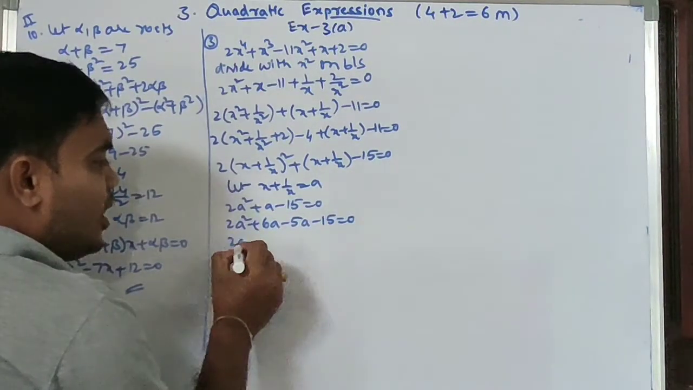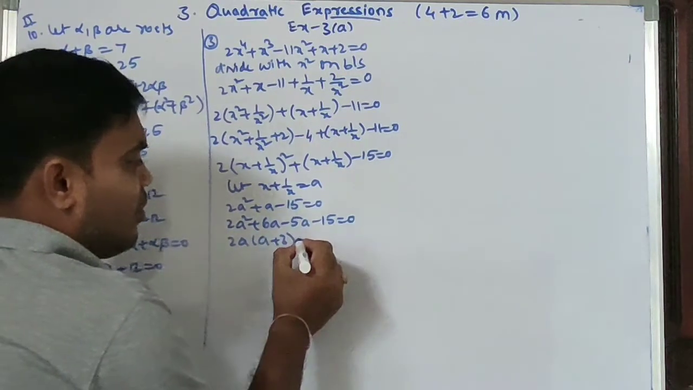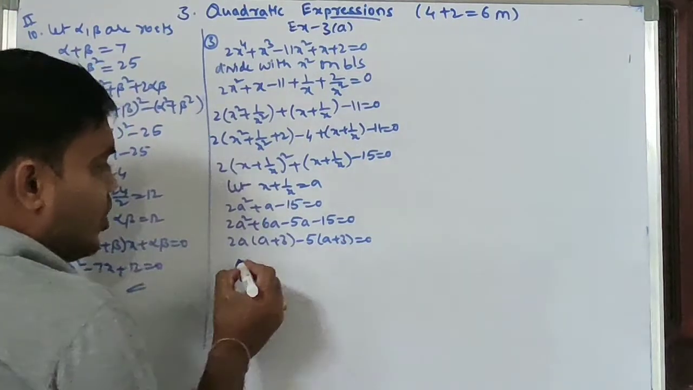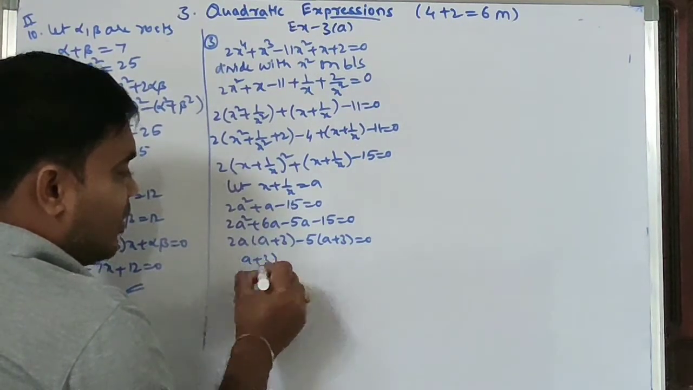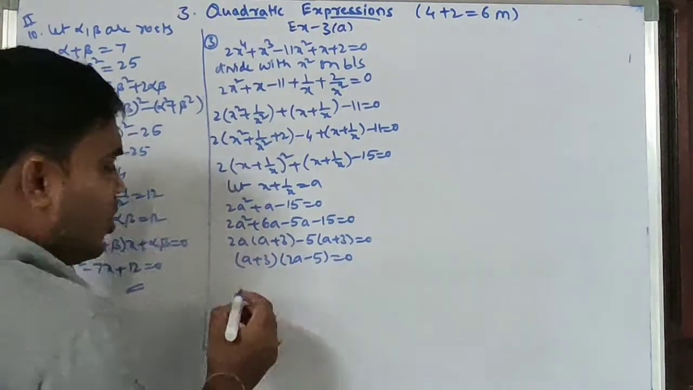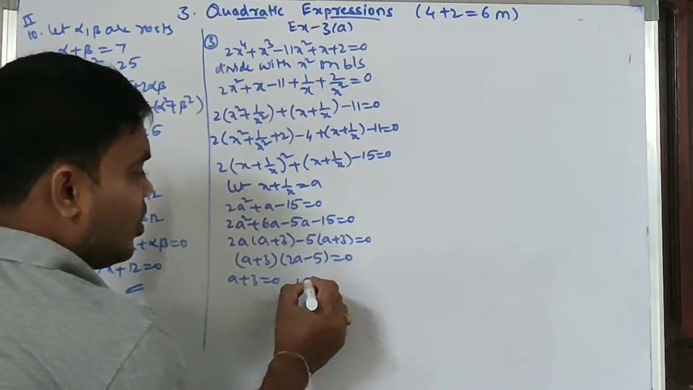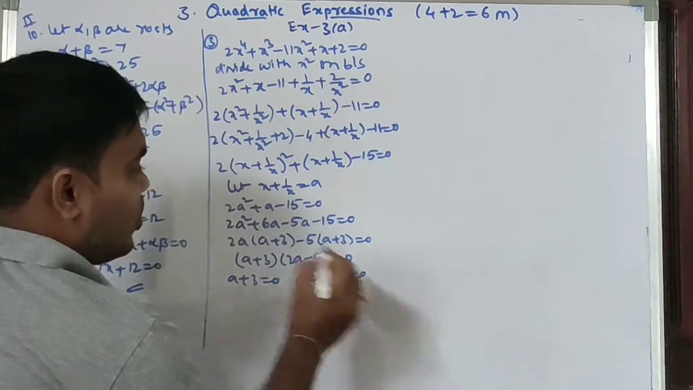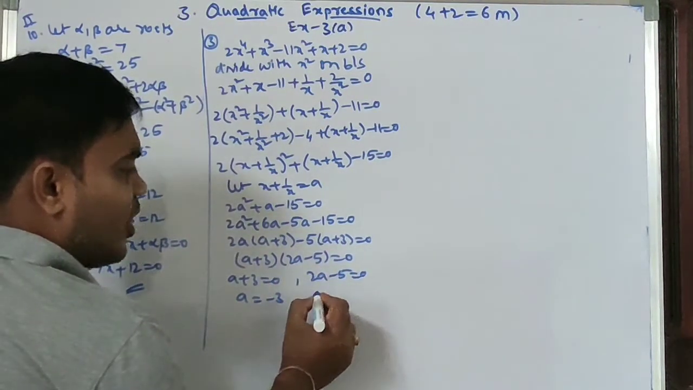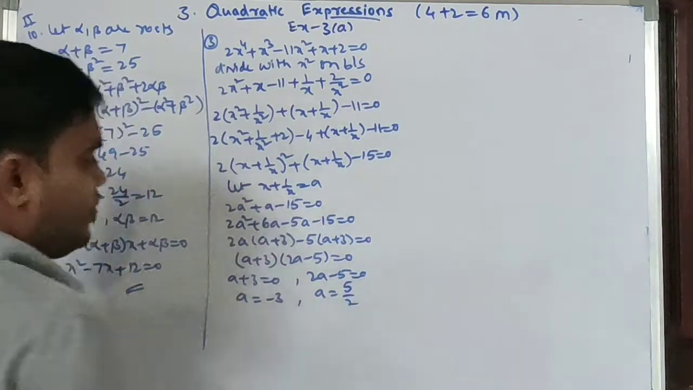In this, taking 2a common, we are getting a plus 3. In this, taking minus 5 common, a plus 3 equal to 0. So now a plus 3 common, 2a minus 5 equal to 0. So either a plus 3 equal to 0 or 2a minus 5 equal to 0. A plus 3 equal to 0, then a equal to minus 3. 2a minus 5 equal to 0, a equal to plus 5 by 2.